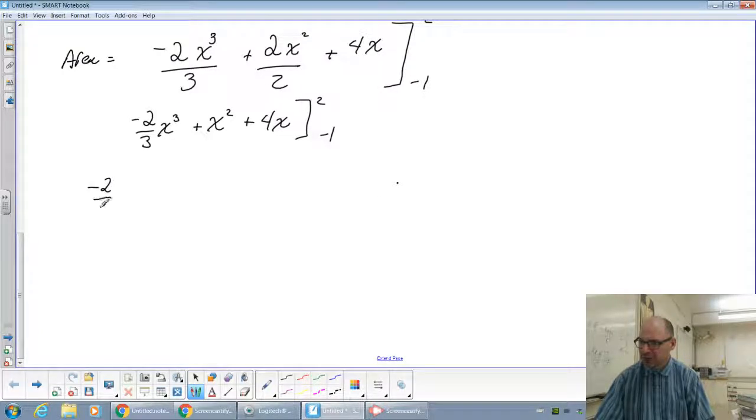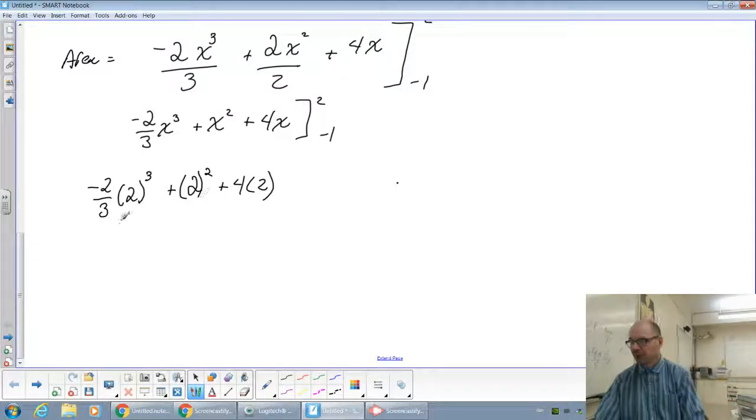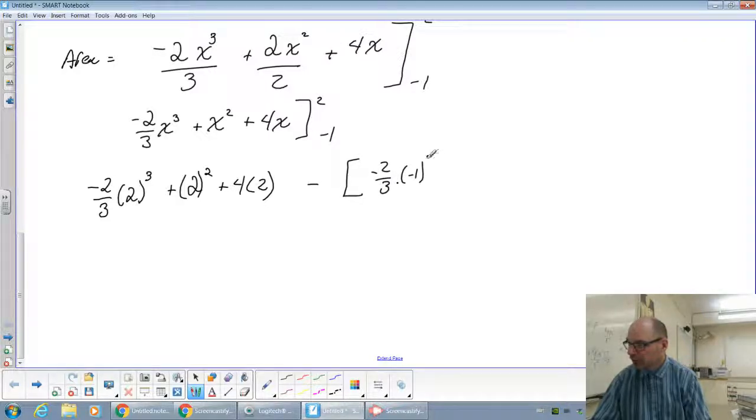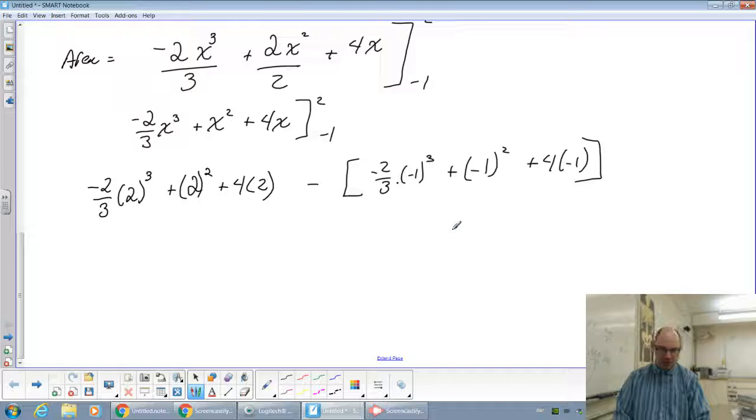negative 2/3 times 2 cubed plus 2 squared plus 4 times 2. That's going to be that side. Minus negative 2/3 times negative 1 cubed plus negative 1 squared plus 4 times negative 1. Okay, so we got our variable plugged in.